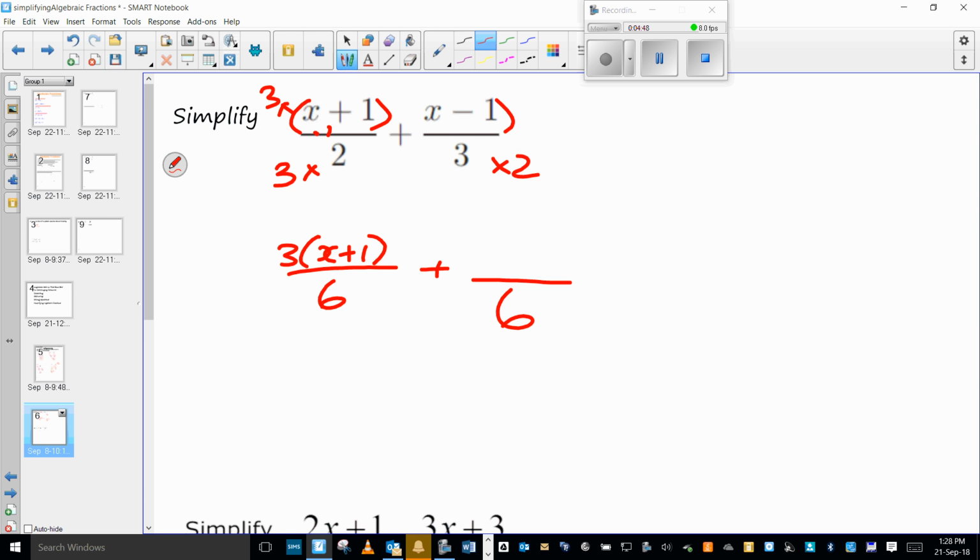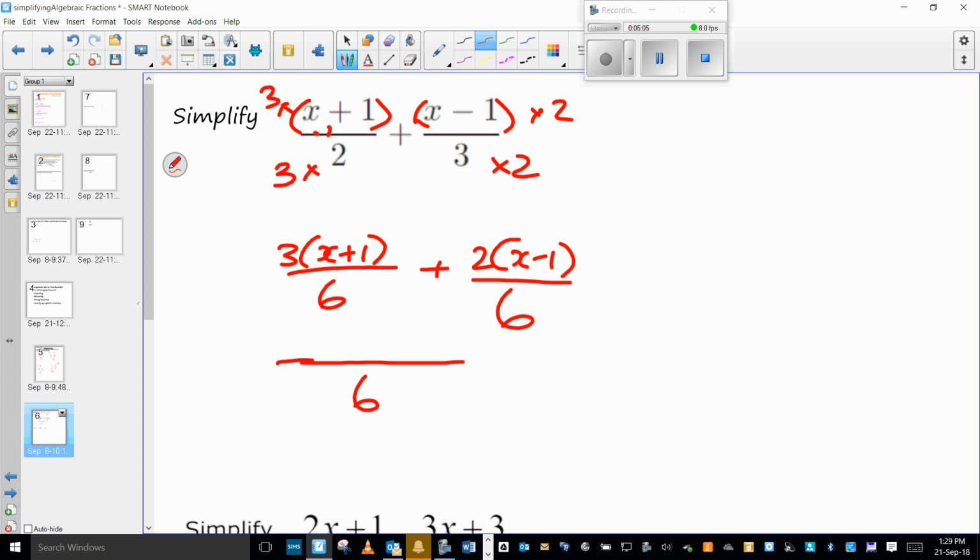Again, keep it in brackets. So I've got 2 bracket x minus 1. I've now got the same denominator. When you expand is up to you, but you do need to at some point. Perhaps I'm going to expand as I put them all together.